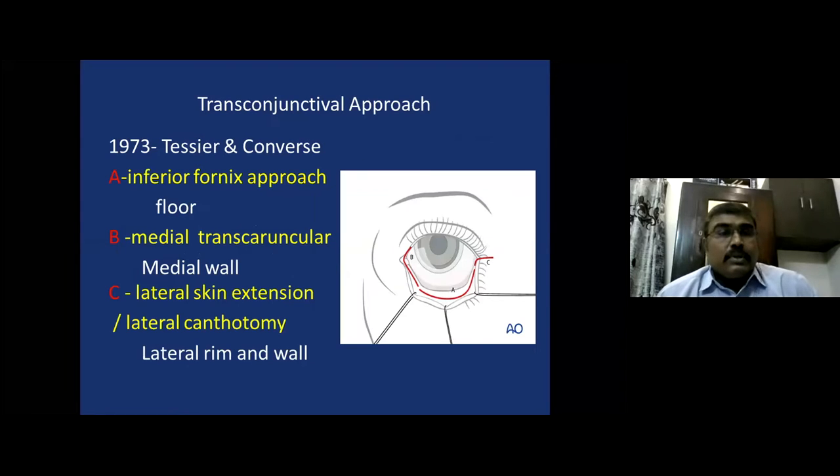Transconjunctival approach, described by Tessier and Converse in 1973. Three approaches are there: inferior fornix approach for the floor, medial transcaruncular for the medial wall, and with a lateral extension for the lateral rim and the wall.